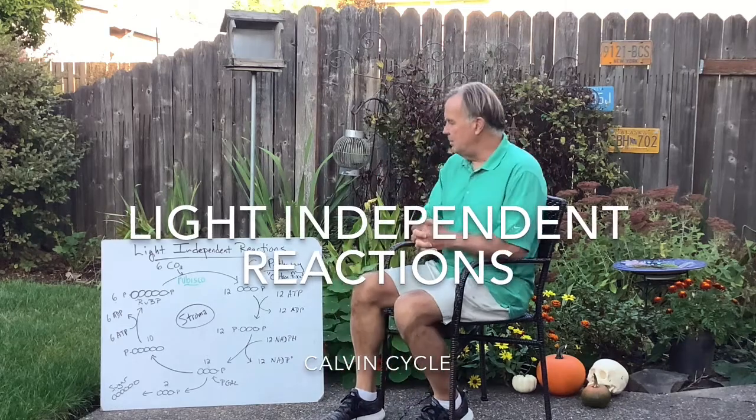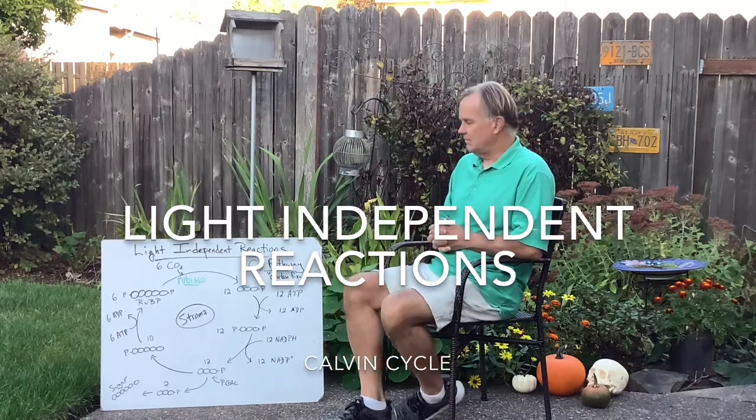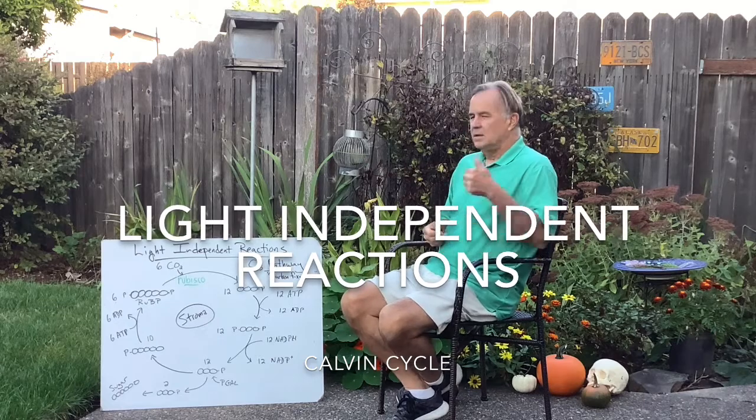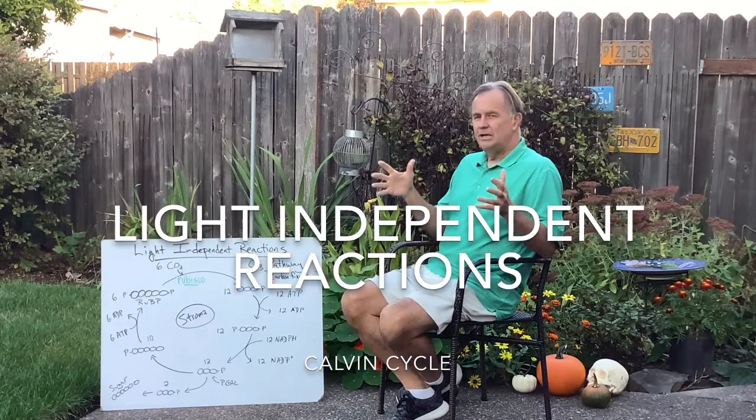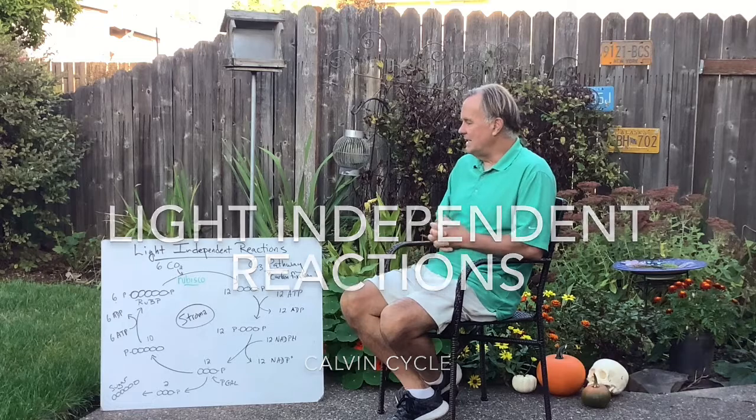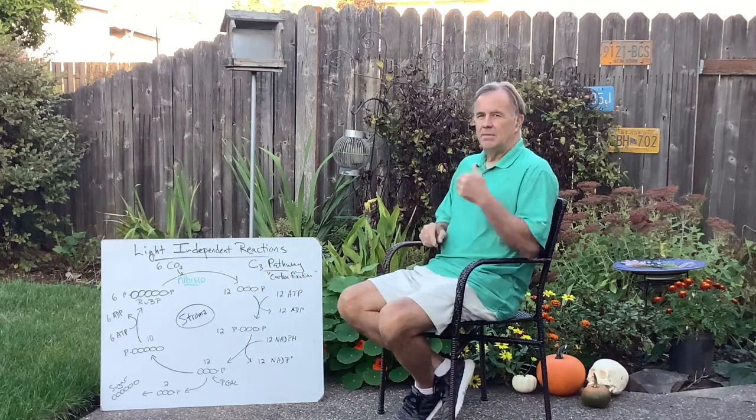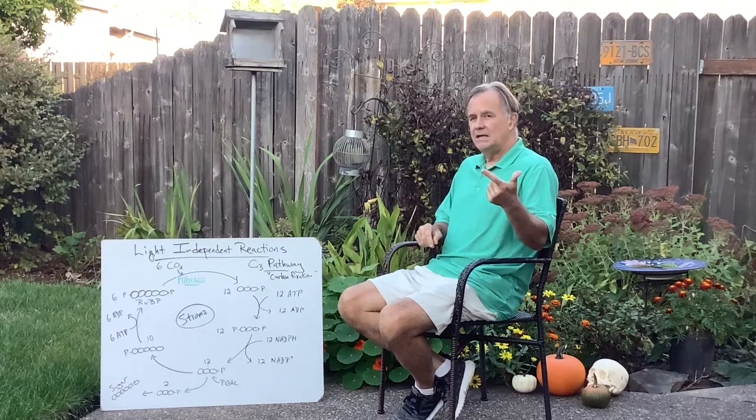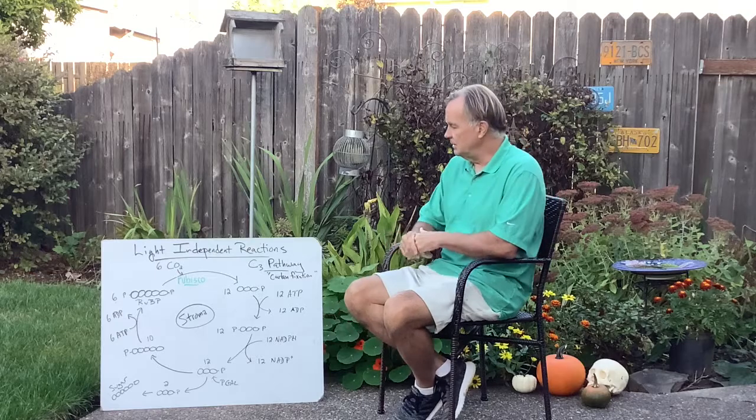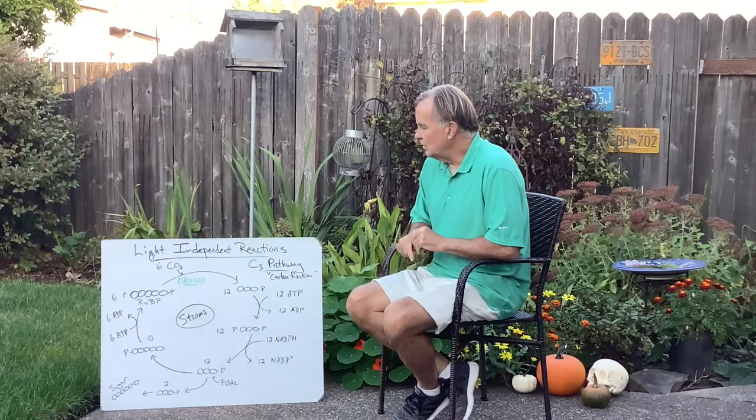To the light-independent reactions of photosynthesis. If you recall, photosynthesis is broken down into two major reactions. One is light-dependent. Those occur in the thylakoid membranes, and they make ATP, NADPH, which is a reduced coenzyme that has energy, and of course oxygen. That occurs in the thylakoid membranes.